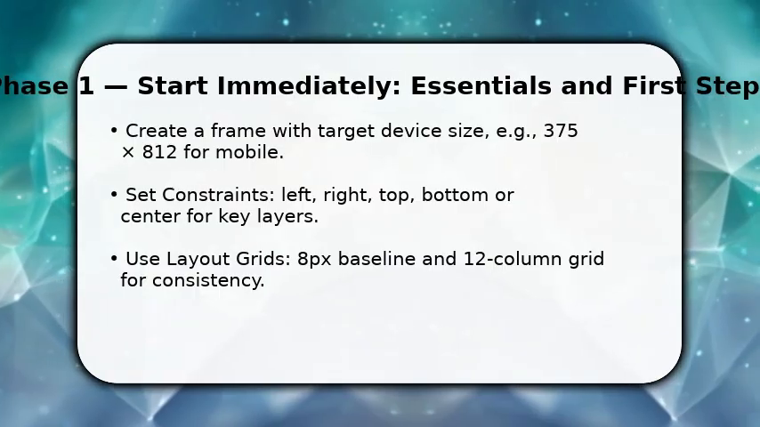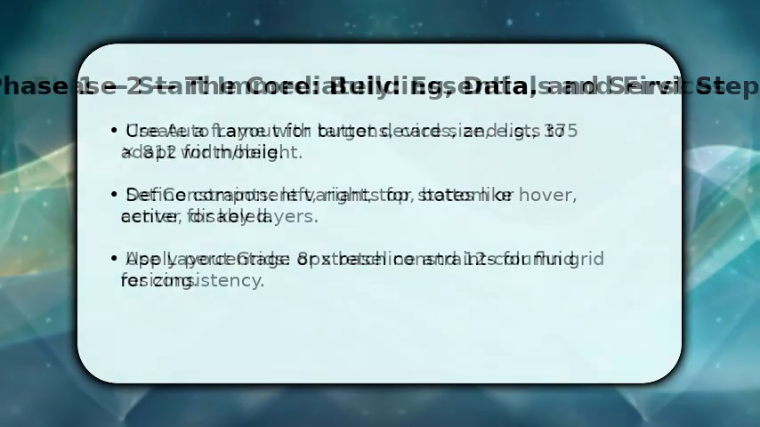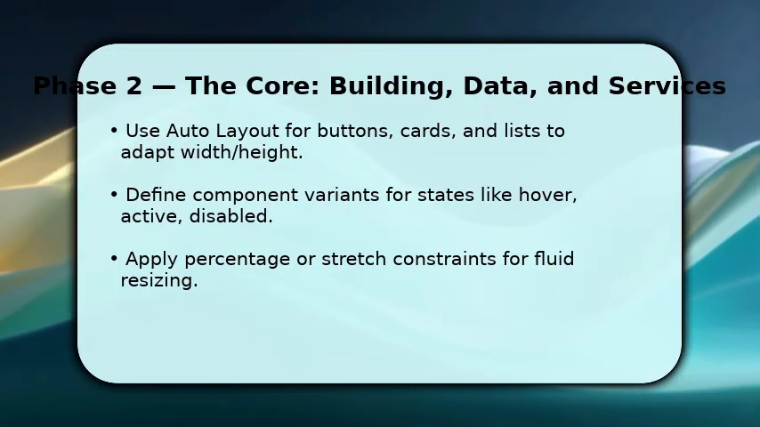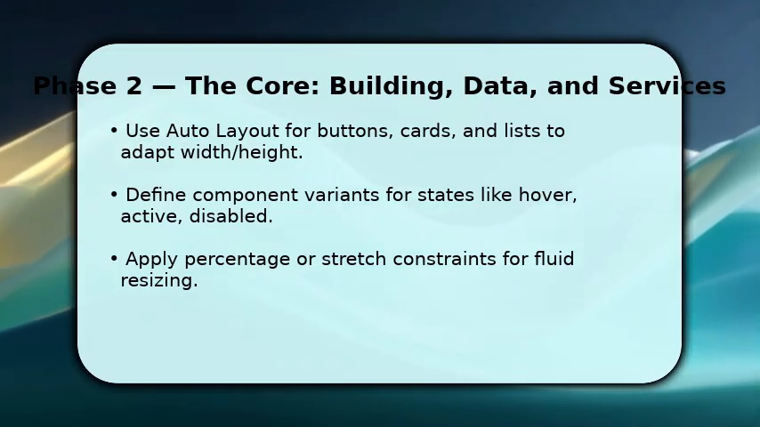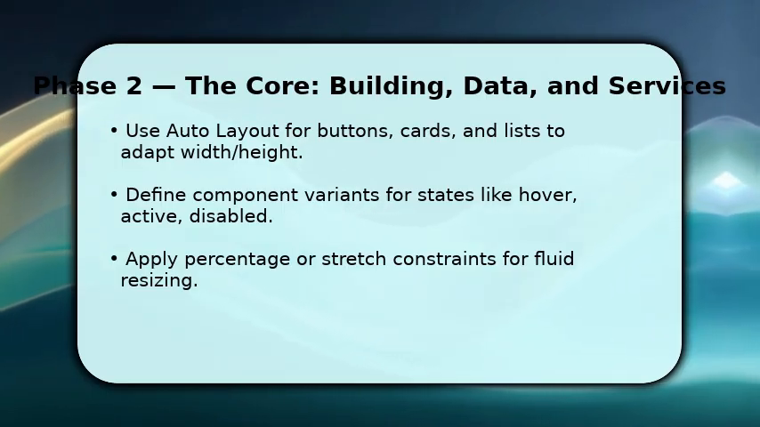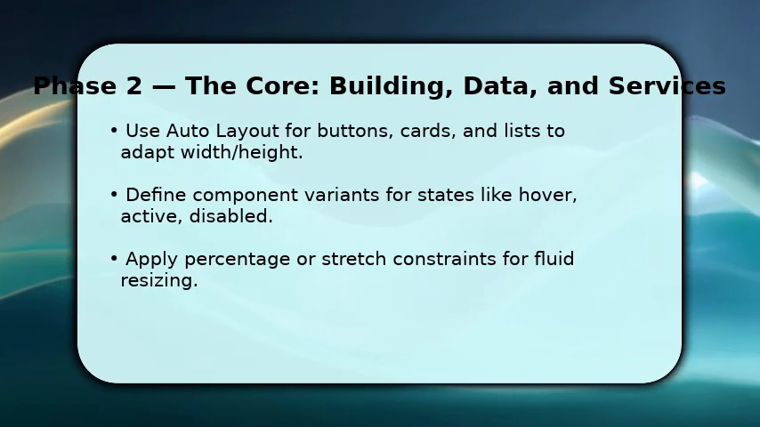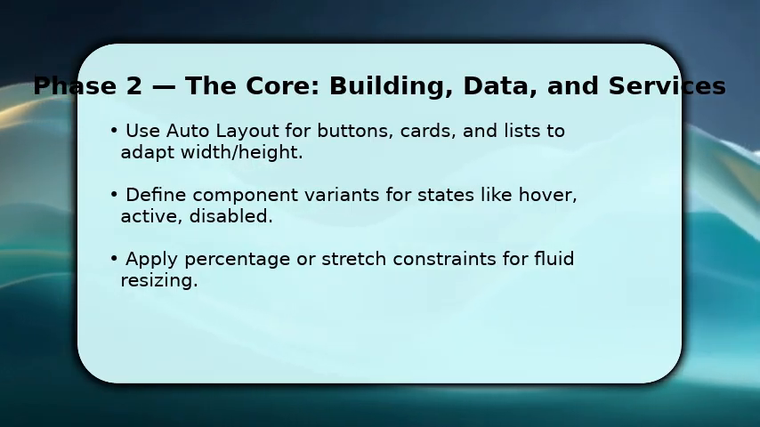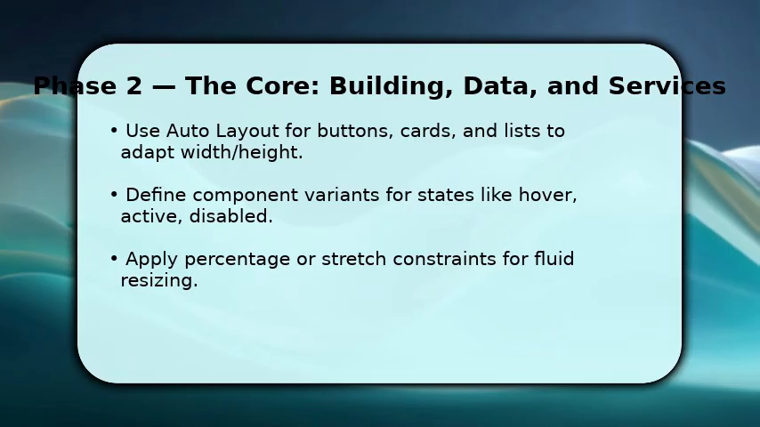Now you construct components that actually respond. Use auto layout to make buttons and cards resize with their contents. This handles text changes and localization without breaking layout. Create component variants for states, hover, active, disabled, so instances inherit responsive behavior cleanly.